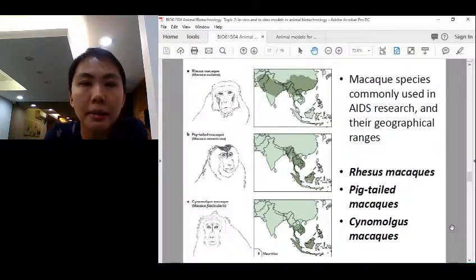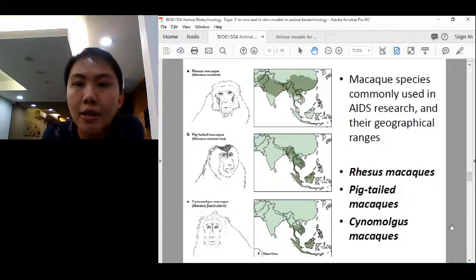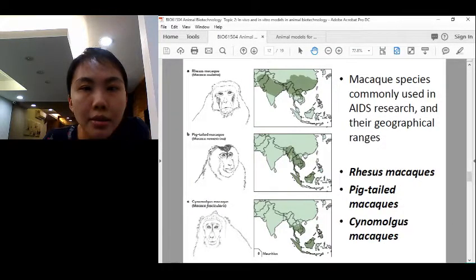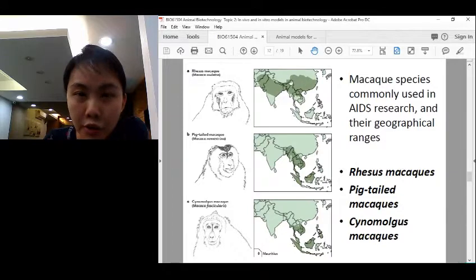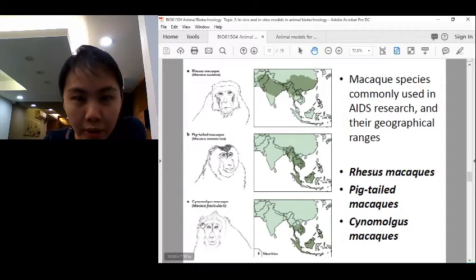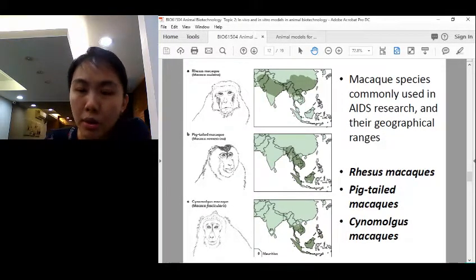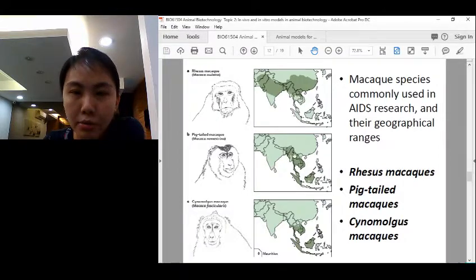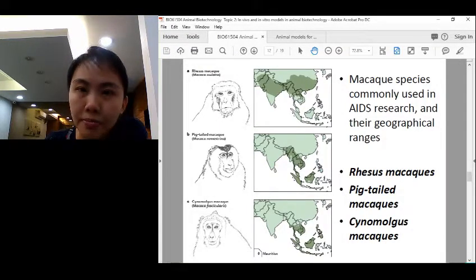So let us look at some species of macaques which are commonly used for AIDS research and their geographical range. Right, we have the rhesus macaque, which is commonly found in the southern part of China here. All right, and we also have the pigtail macaque, and also the cynomolgus macaques, found in the Southeast Asian region.